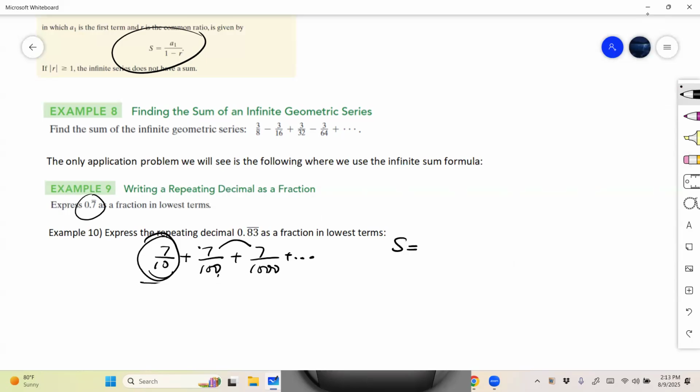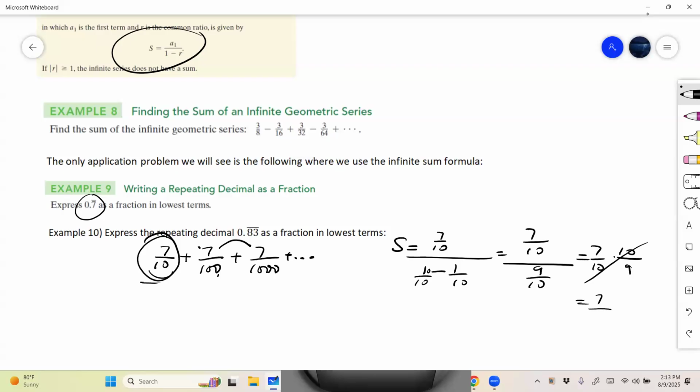The sum is A1 over 1 minus the ratio. 7/10 over 1 minus 1/10. This is obviously 10 over 10. So 9 over 10, multiplied by the reciprocal. And we have 7 over 9. So this 0.77777 forever is exactly equal to 7 over 9. And this is the value that we want.